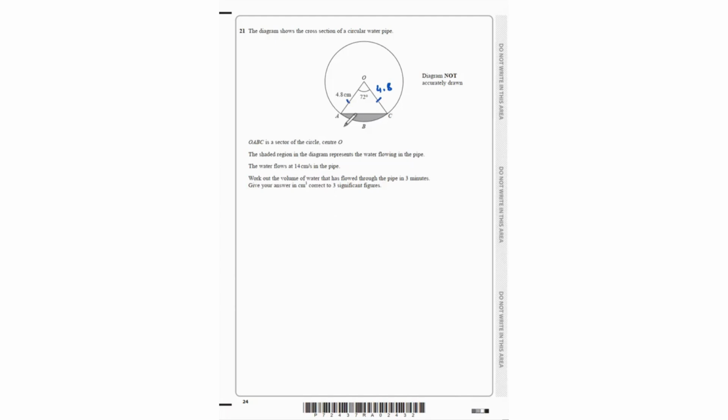First, we need to figure out the volume of the water. For the volume of the water, we need to figure out the area first. So you find the area of the triangle OAC, then you find the area of the sector OAC, subtract the two to get the shaded area. So let's start with that. Area of sector. That's going to be 72 divided by 360 times pi times r squared. That gives us 14.476 centimeters squared.